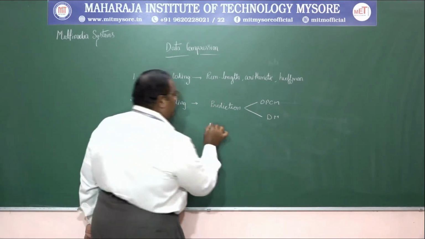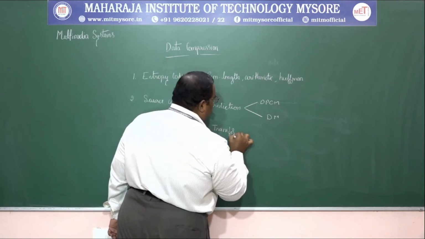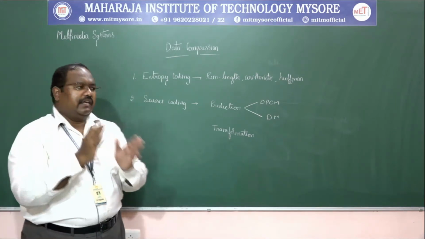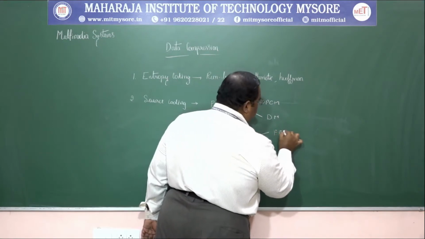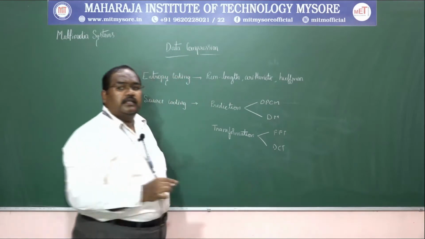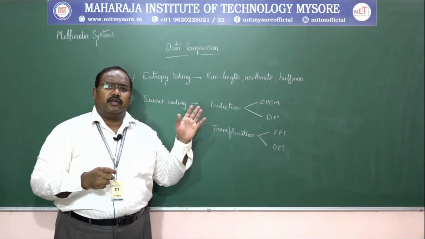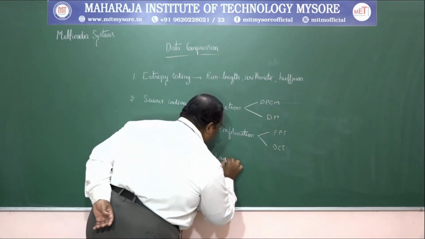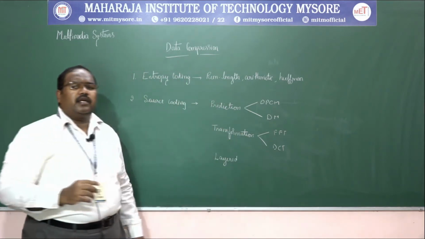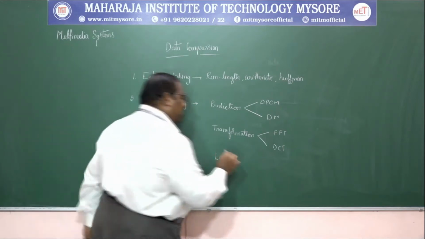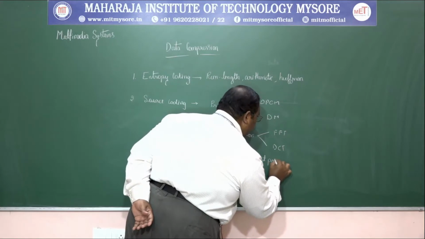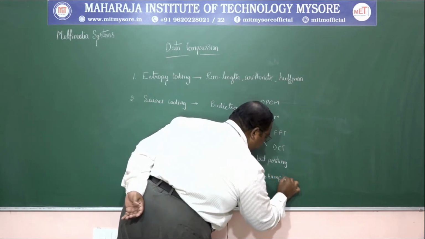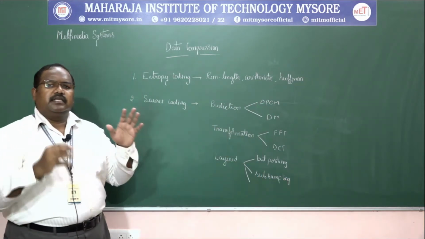The second one is the transformation technique. Even under transformation, we have different categories, that is FFT and the DCT. We have already discussed the DCT, that is the discrete cosine transformation. And we also have one more thing, called layered coding. Layered coding constitutes three parts: bit positioning, subsampling, and the third one is subband coding.